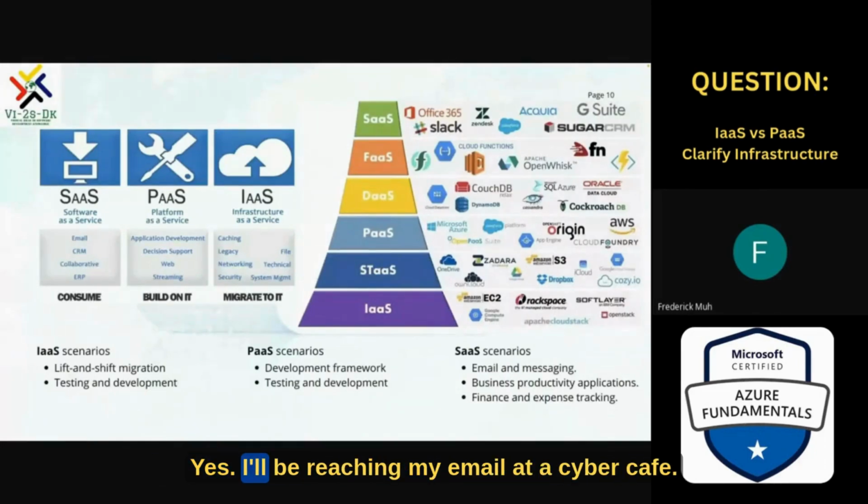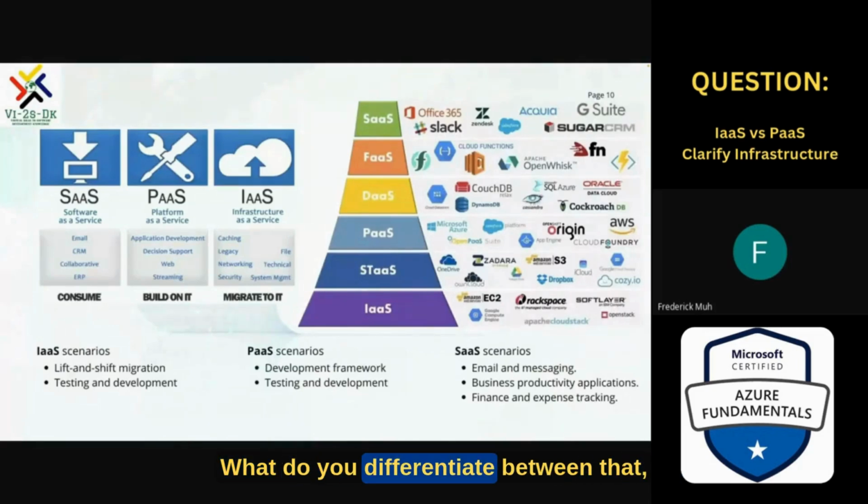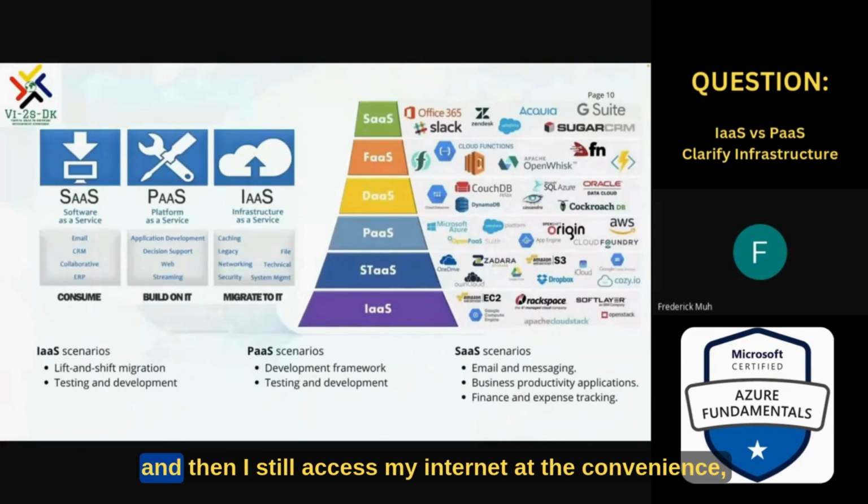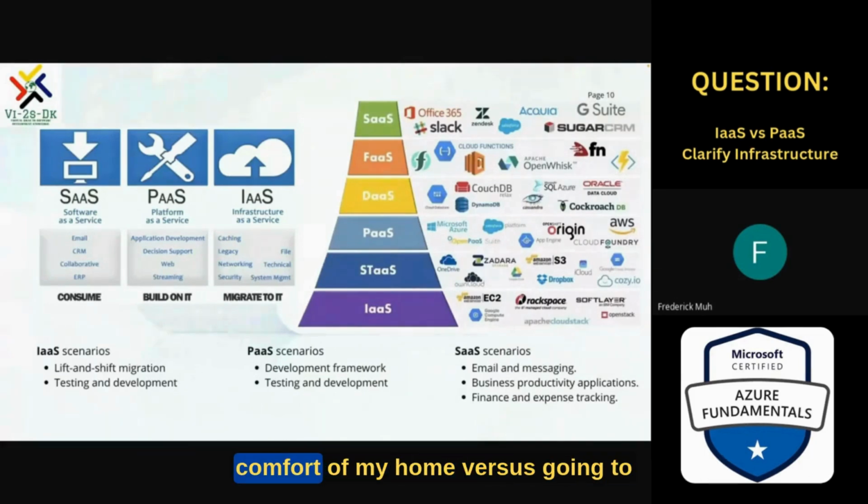You know what I mean? I just have to check my email at that cyber cafe. What do you differentiate between that, where I bought the laptop, I have my laptop or my CPU, and then I still access my internet at the convenience and comfort of my home, versus going to a public place to just access my internet, my email there?